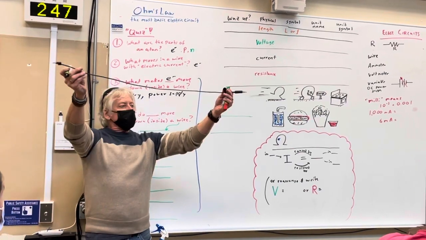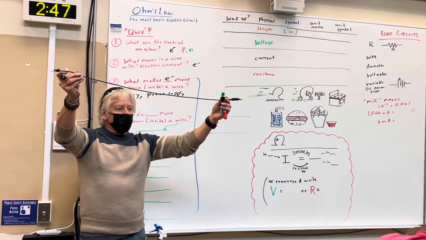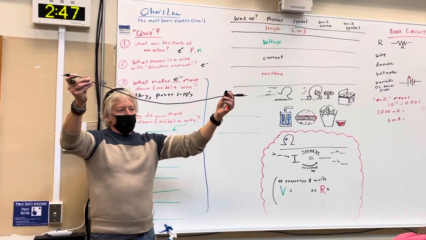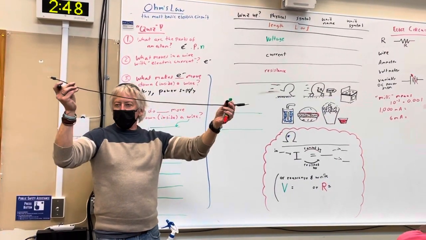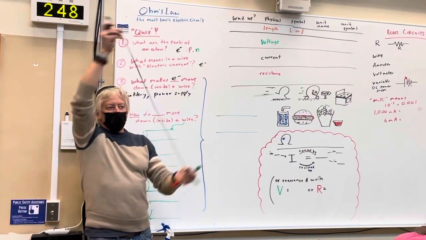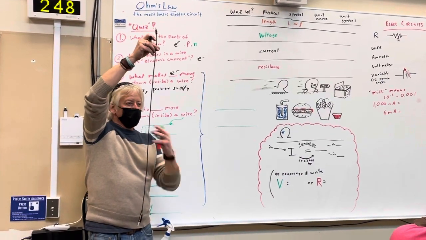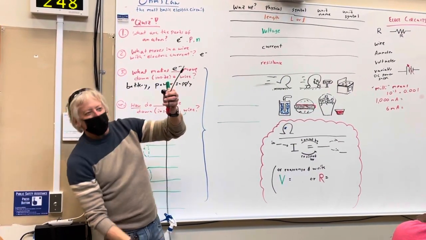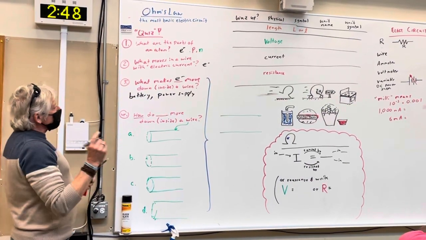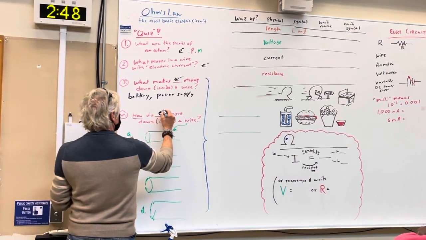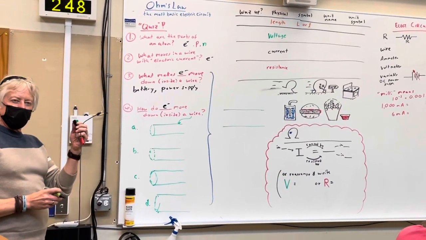Because these electrons are in the wire, but they're just jiggling. They're not going from one end to the other. If I go like this, do they go down? No, they're all the electrons. So my next question then is, in what way do the electrons move down the wire?